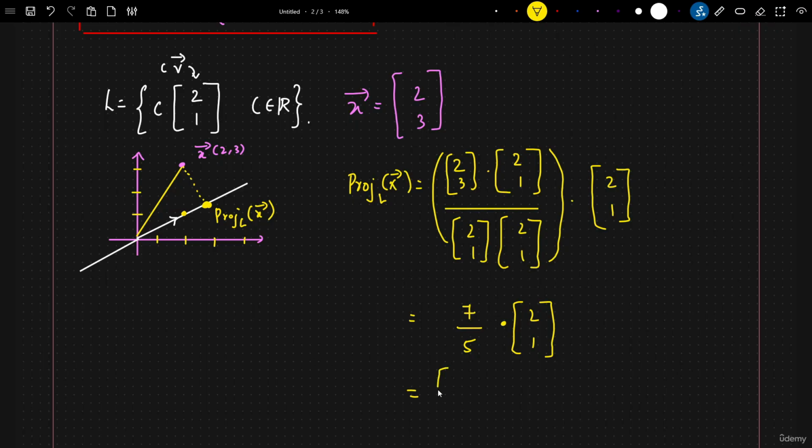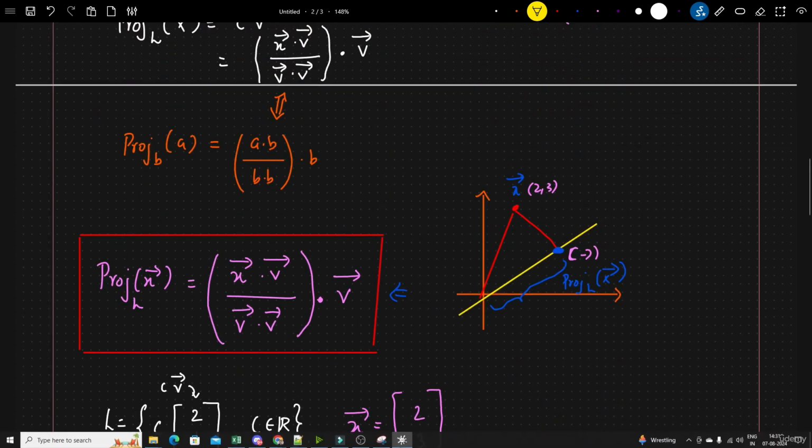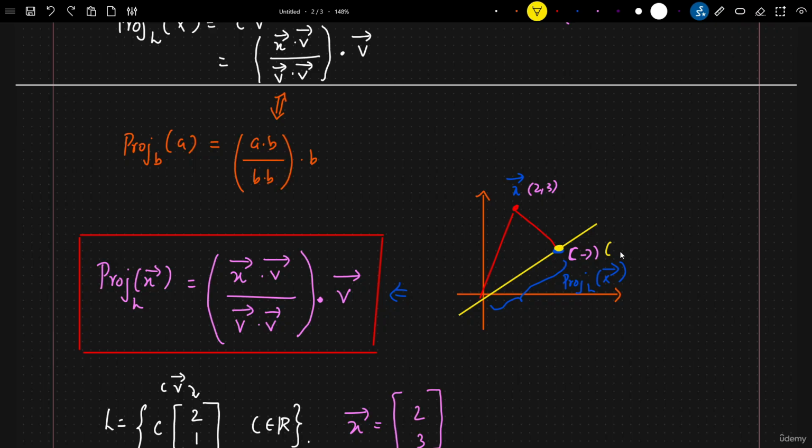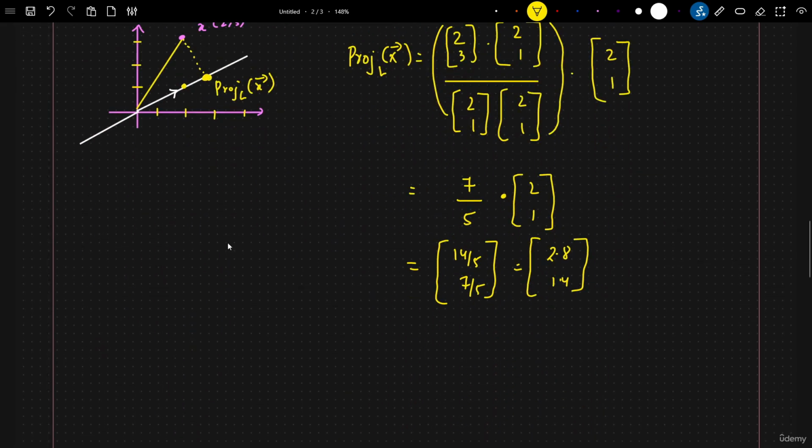So here you'll have a new vector, which is 14 by 5 and 7 by 5. If I calculate it, this is 2.8, 1.4. So 2.8 and 1.4 will be this new coordinate. This is 2.8, 1.4. Once we do the projection over here, this is the new value that we get, and this is your projection of x bar on the vector L.